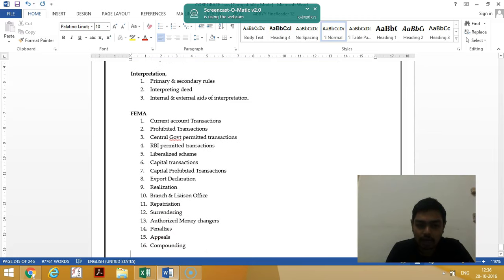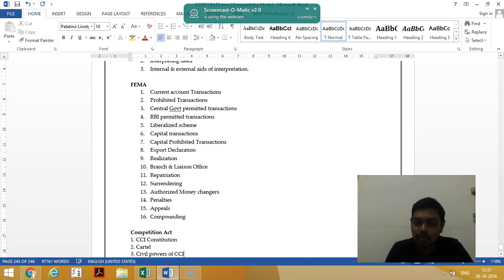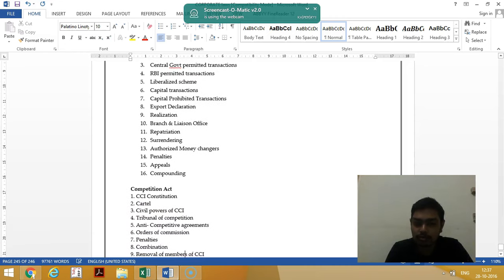Then in FEMA, current account transactions, then prohibited transactions in current account, then central government permitted transactions, RBI permitted transactions, then liberalized scheme, that is very important. Then capital account transactions, in that what is the prohibited transaction, then export declaration, realization, repatriation, then liaison and branch office, surrendering of excess drawn foreign exchange, then authorized money changers, penalties, then appealing provisions from FEMA, compounding in FEMA.